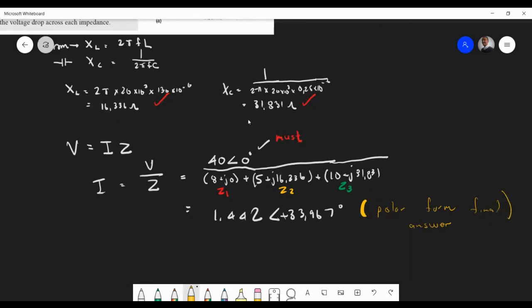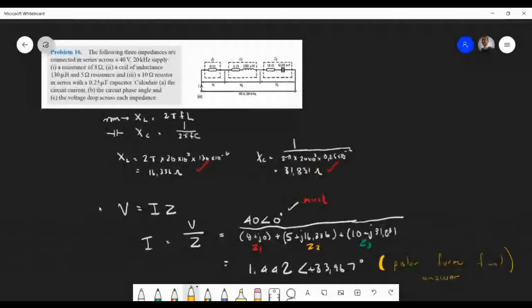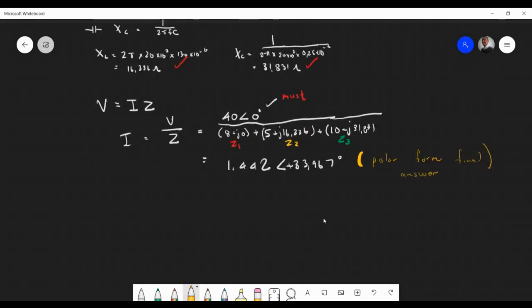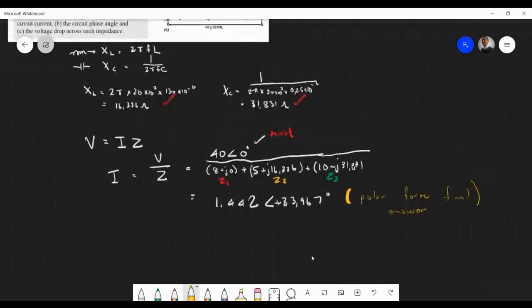Anyway, cool. So that's done. That's the total current. That is quite easy. It's exactly the same idea as thinking with circuits. The phase angle, we obviously got it. The phase angle is plus 33.967. That means the current is leading the voltage by that much.